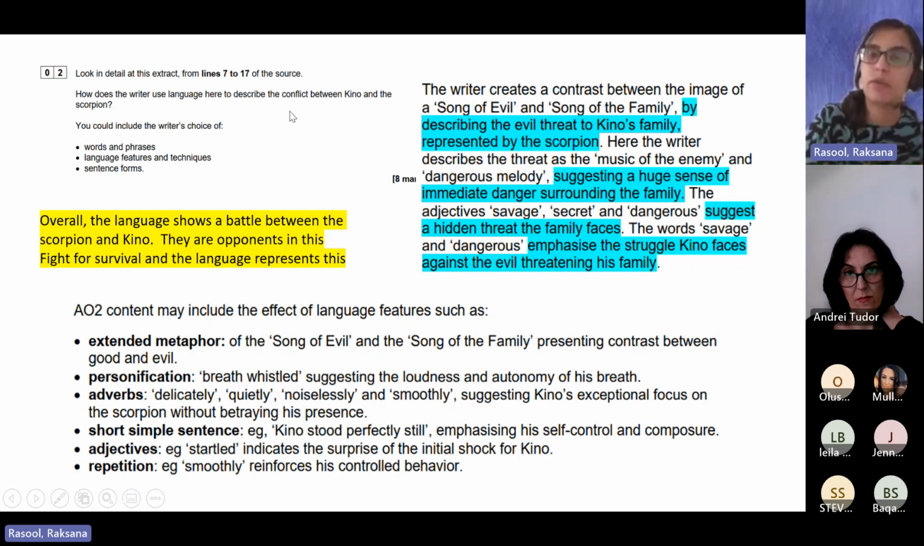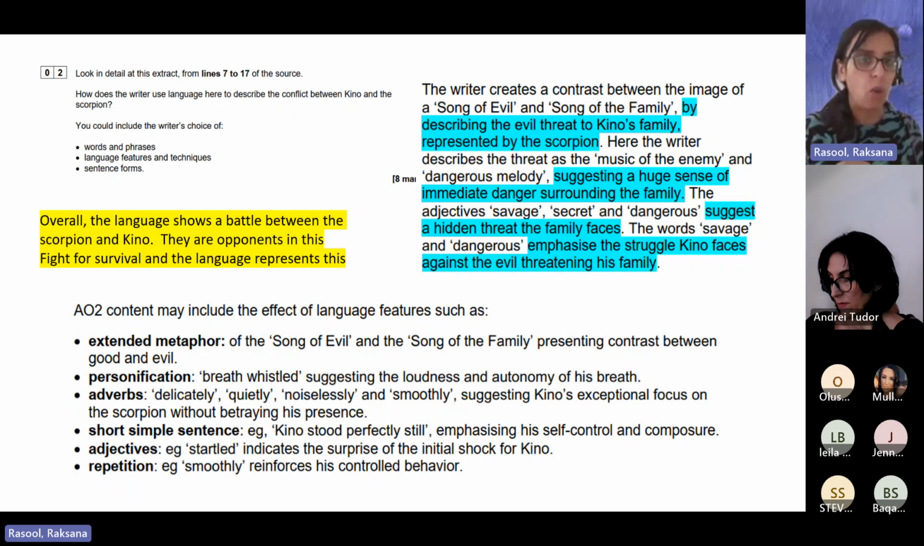He's trying to get to his opponent before his opponent can strike first. And that's what these adverbs show. They are not words of a battle or a war, but adverbs that show the delicacy of his movement. You've got a short, simple sentence here, which is a language technique.